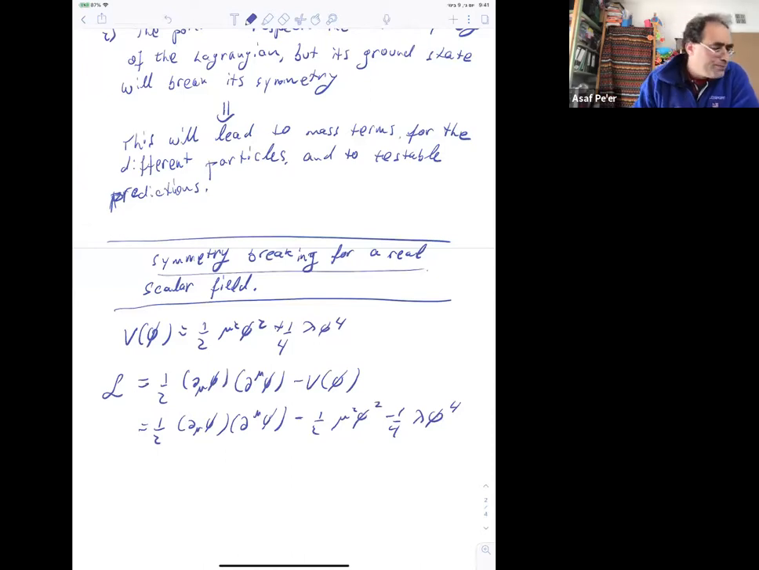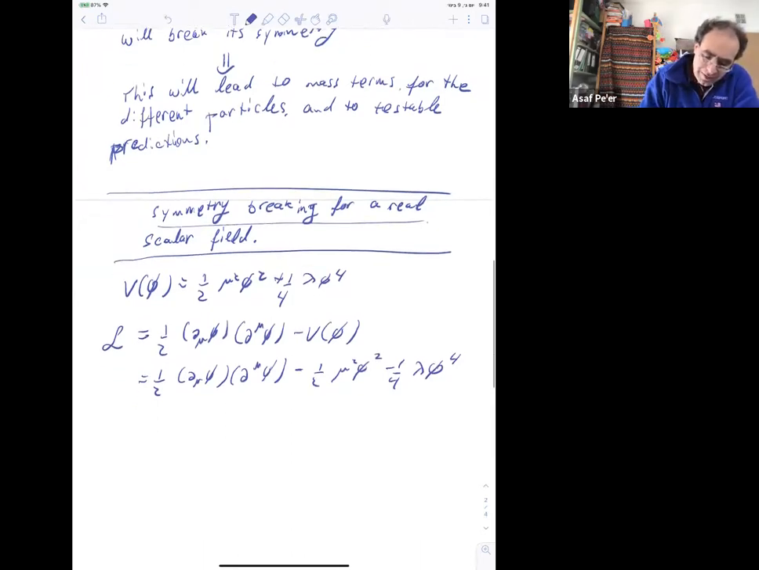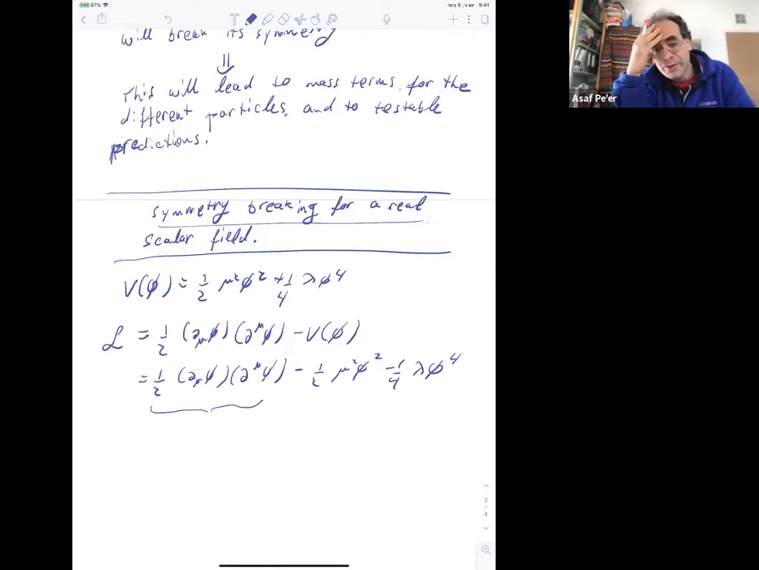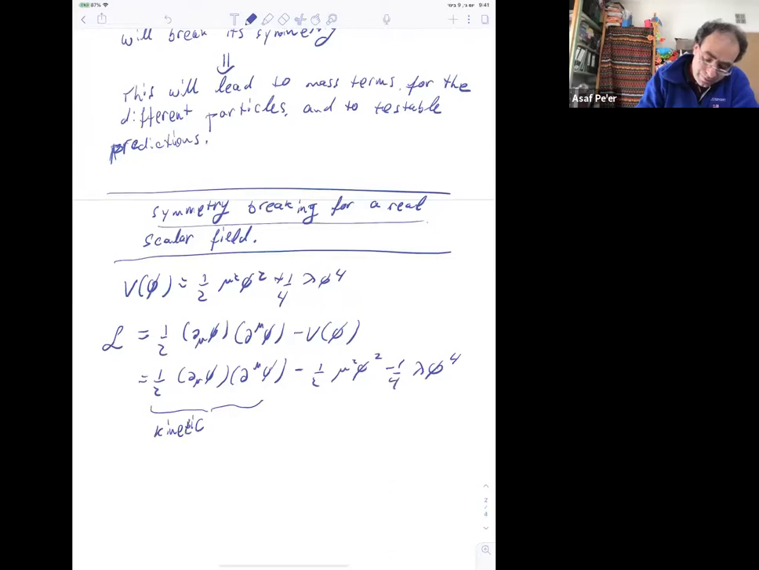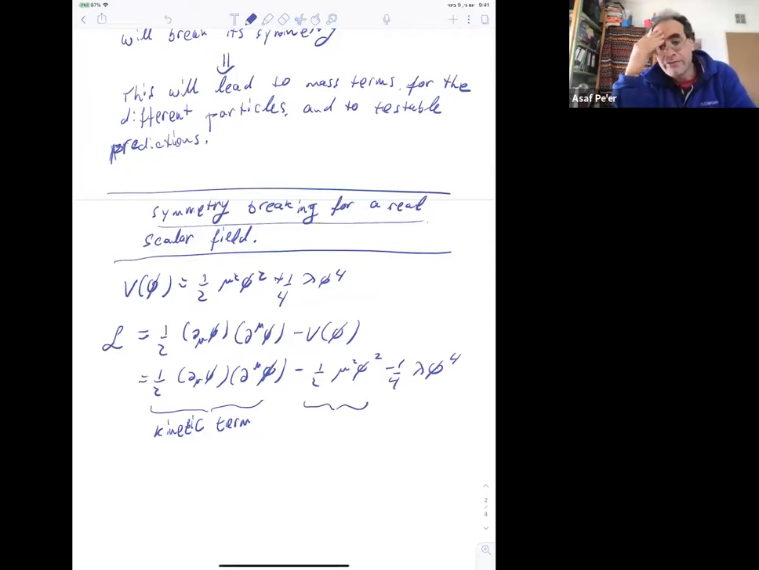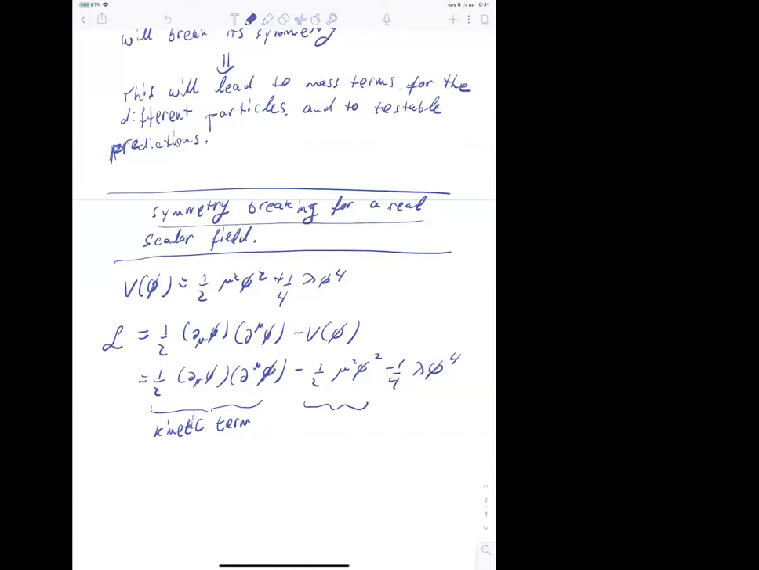Nothing special, right? What is the first term? This is something that you should know by now. Kinetic term. This is the kinetic term of the field phi. What is this term, 1/2 mu squared phi squared? Mass. This is a mass, of course.